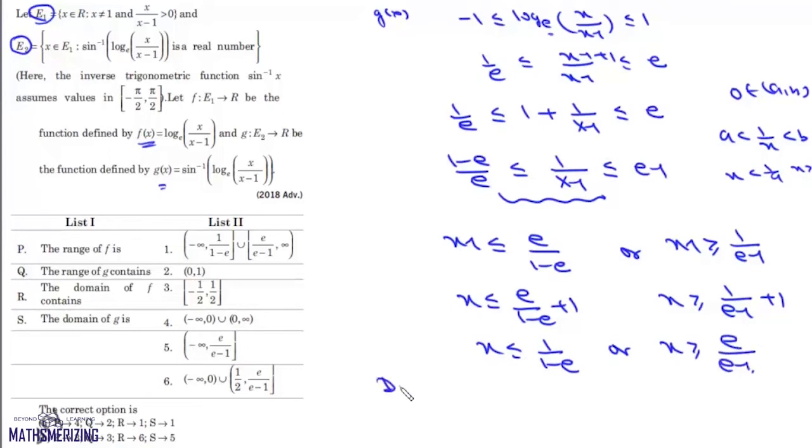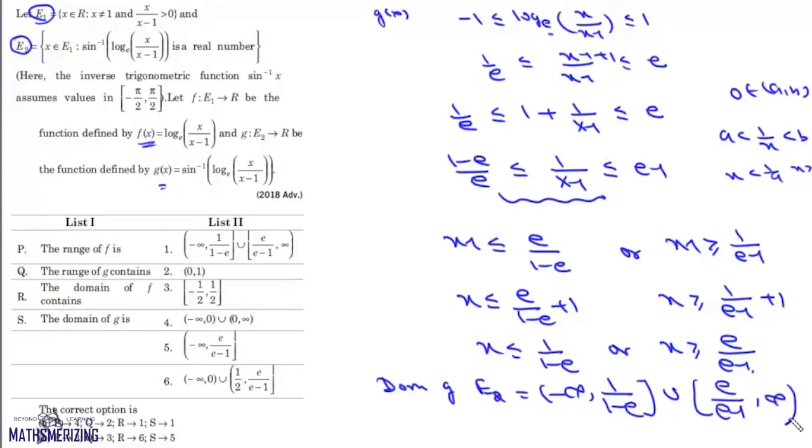So domain of this function g, which is E2, is defined as minus infinity to 1 upon 1 minus e inclusive, union e upon e minus 1 to infinity. And that's your option 1. So this S matches with 1. Now we'll find the domain of this function f. Now the domain of this function f is E1.